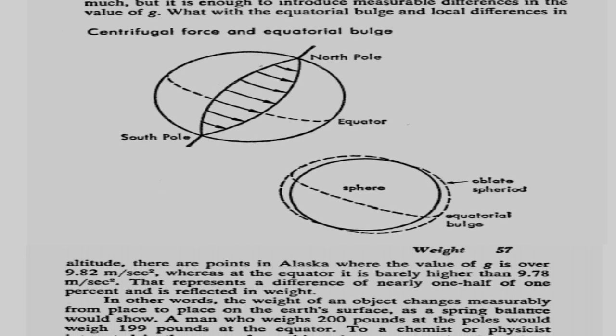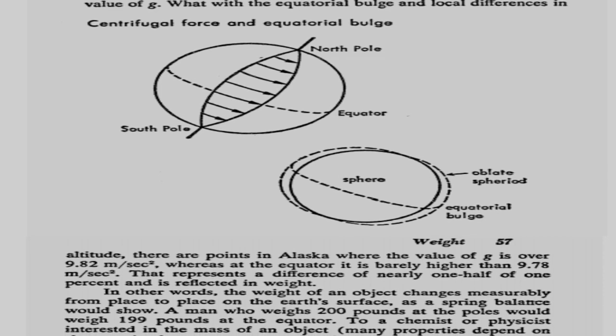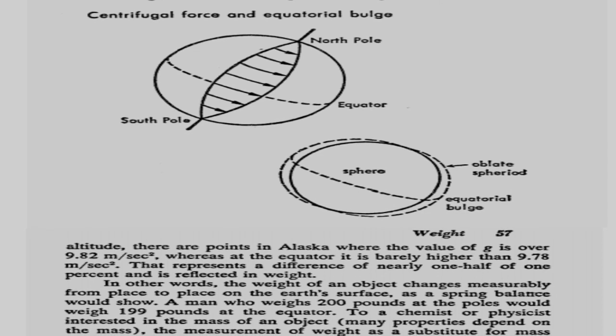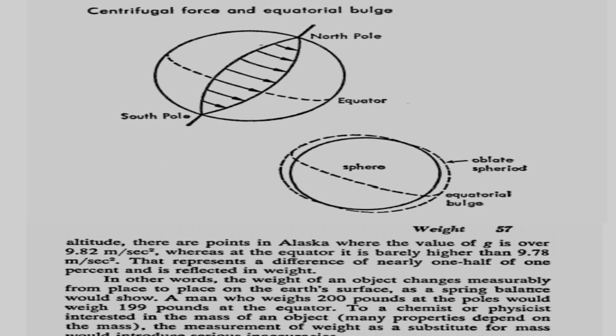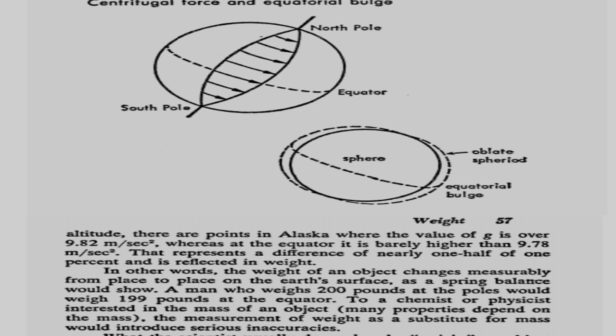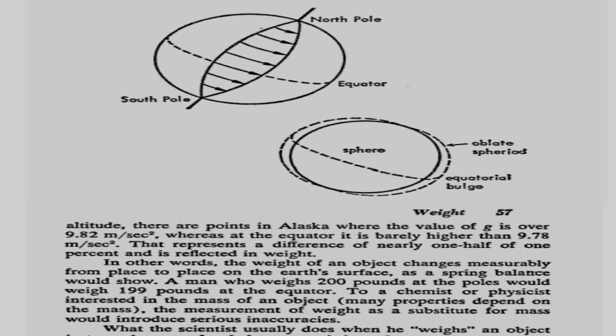A man who weighs 200 pounds at the poles would weigh 199 pounds at the equator. To a chemist or physicist interested in the mass of an object, many properties depend on the mass. The measurement of weight as a substitute for mass would introduce serious inaccuracies.